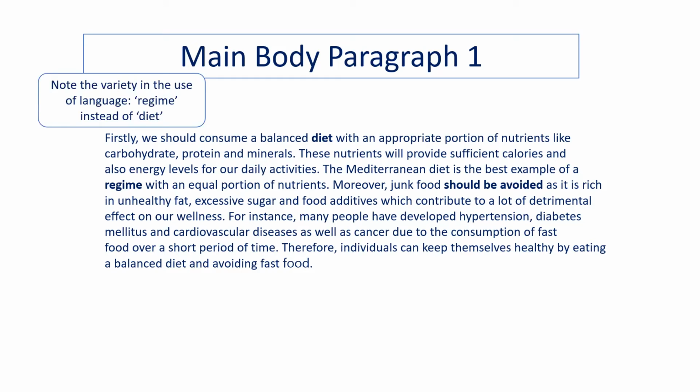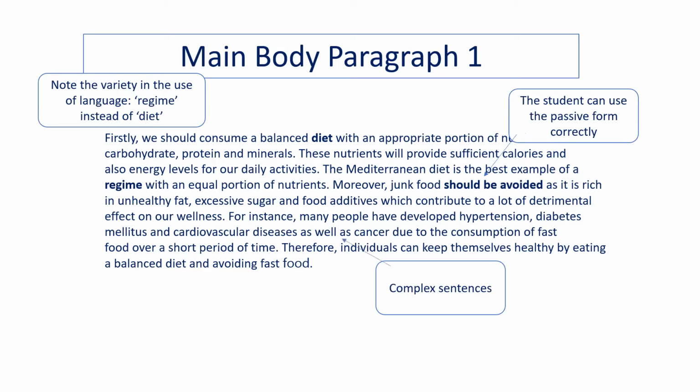You can see there's a great variety in his use of language. So he used regime instead of diet. He used junk food instead of fast food. And he could also use the passive form here. Junk food should be avoided instead of the active form. So that's very nice because if you can switch between the active and the passive voice, it shows a better mastery of grammar. He's also used complex sentences throughout his paragraph.